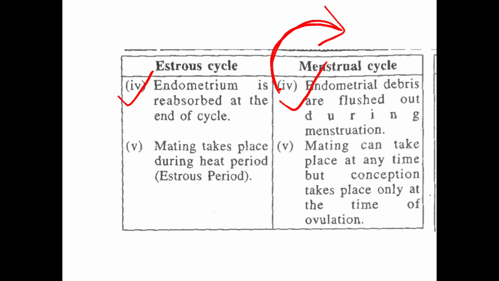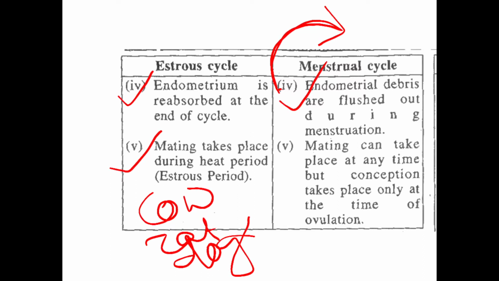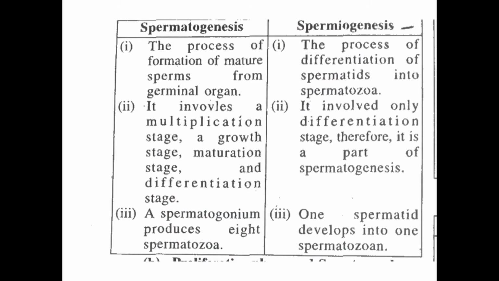Then mating takes place during the heat period in non-primate mammals. For example, cow, rat, dog, etc. are non-primate mammals. In menstrual cycle mating can take place at any time, but conception takes place at the time of ovulation. The main example is human beings.